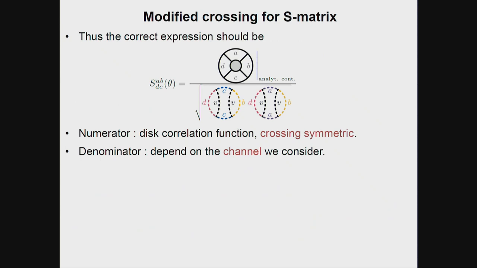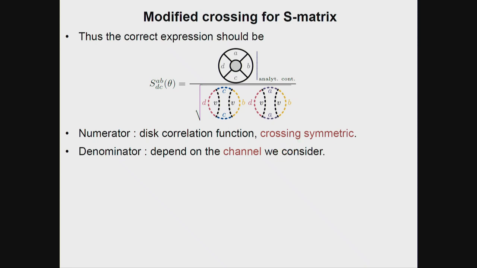Okay. So the correct expression for the S matrix should be this, because for the S matrix to satisfy the usual unitarity condition, we need to normalize the state. So the correct one should be like a disk four-point function divided by these norms, these networks of lines which compute the norm of the state.